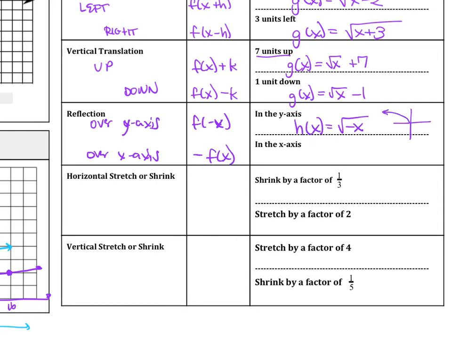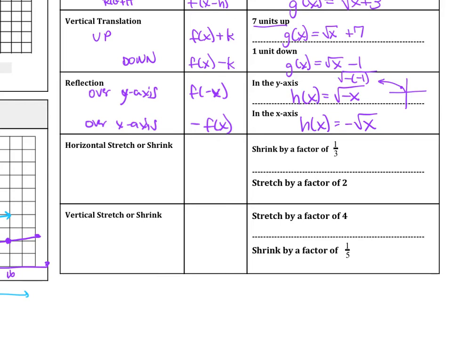The reason why is because when you plug in a negative, this has to be positive inside, right? In order for it to work, we can only plug in a negative number. So if I plug in negative 1, the square root of negative times negative 1 will be a positive 1, right? So you have to plug in negatives in order for this to work out. That's how it flips over the y-axis. Now reflection in the x-axis, you just put a negative on the outside.